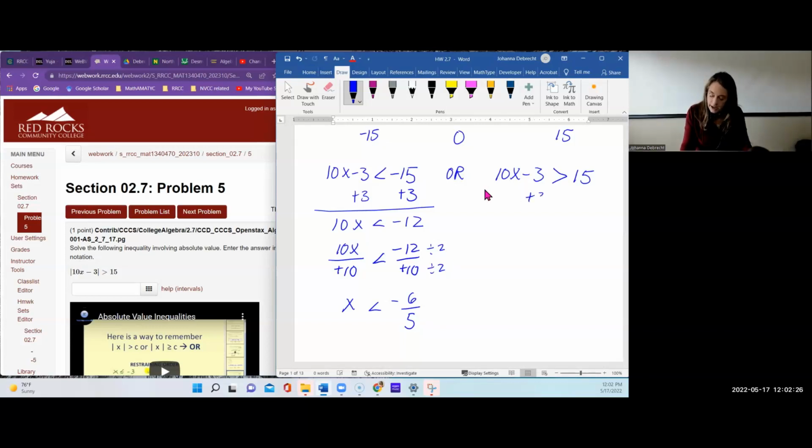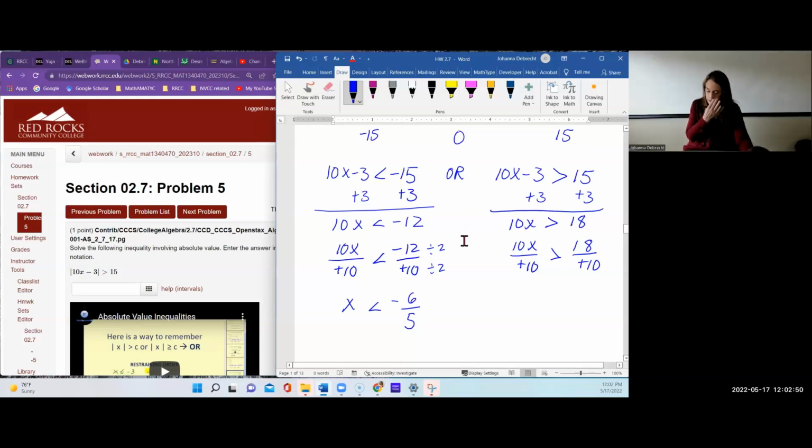Over here, I again add 3 to both sides of the inequality to get 10x greater than 18. Then I divide both sides of the inequality by a positive 10, which does not invoke the rule to reverse the symbol because the 10 that I'm dividing by is positive. Oops. This is 18 divided by 10. I got a little carried away when I was talking. Then I can divide both the numerator and the denominator by 2 to reduce it. And this gives me x greater than 9 over 5.